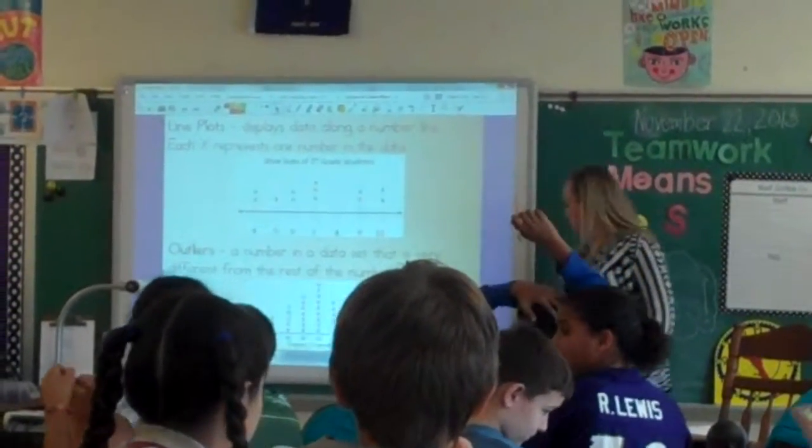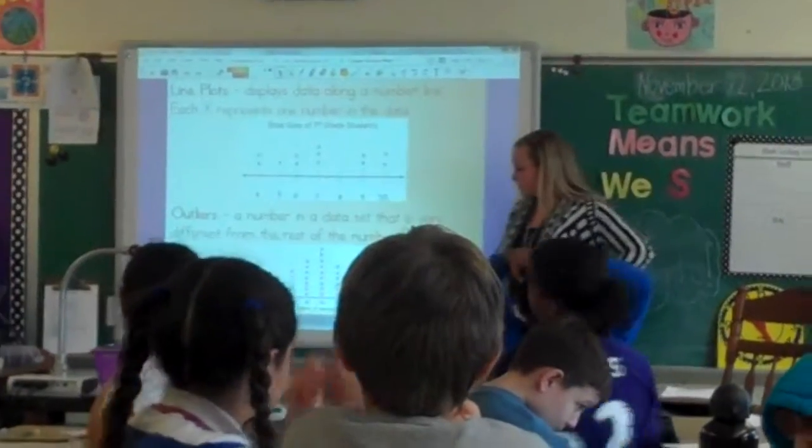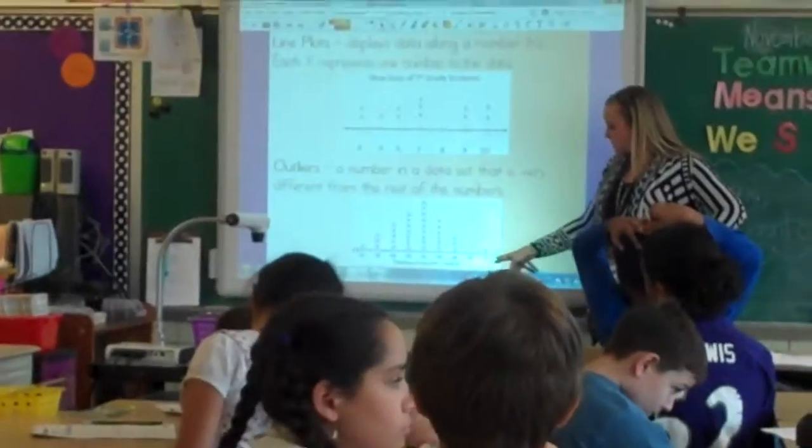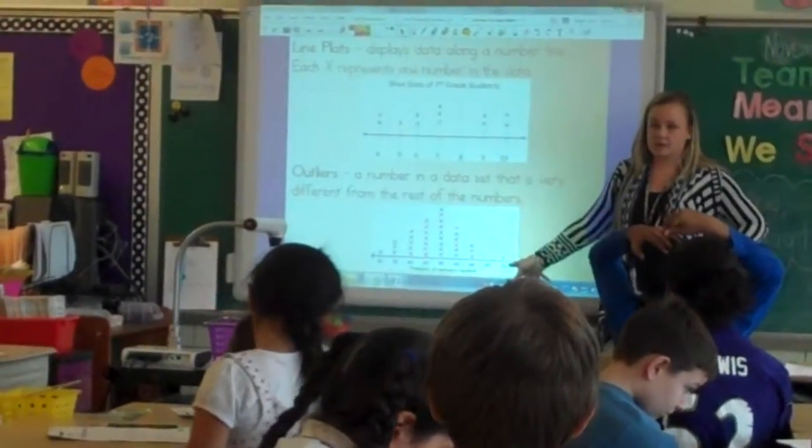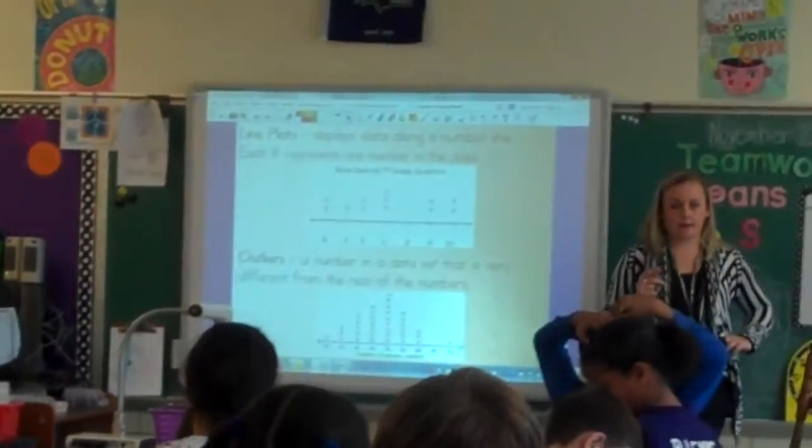Okay? Here's an example of where an outlier is. So most of the data is between 30 and 60, and then we have a 70 down here. The 70 would be an outlier.